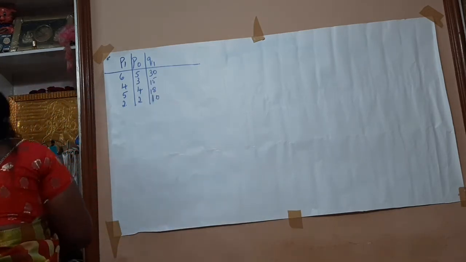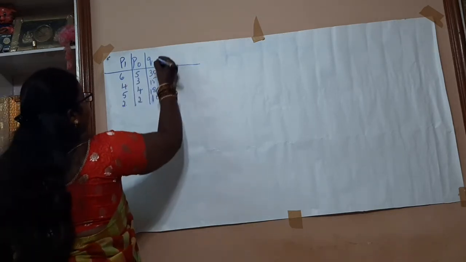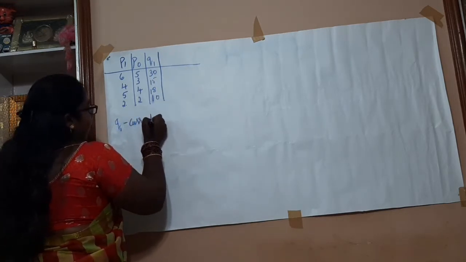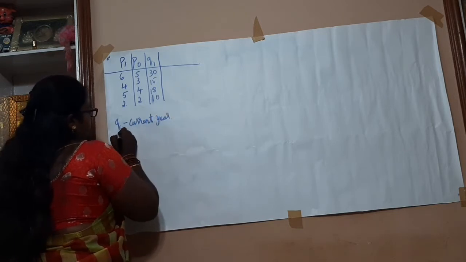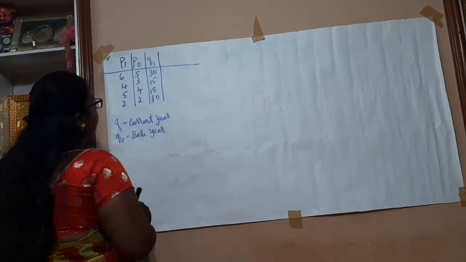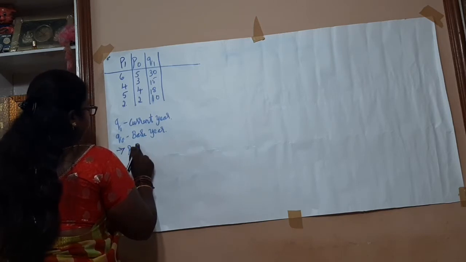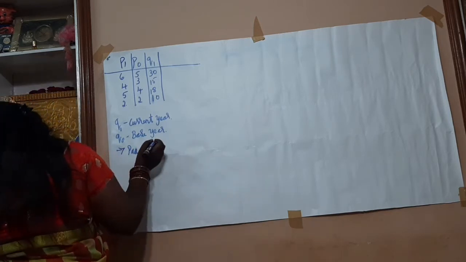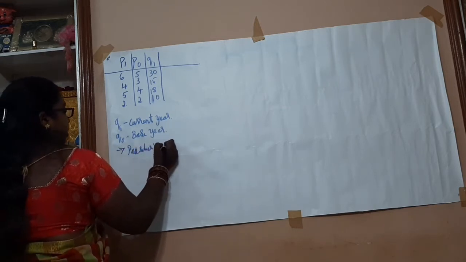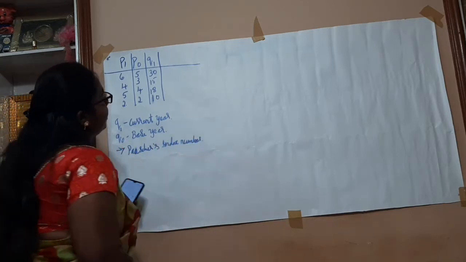And here Q1 is available for us. Q1 is in the current year. Q0 is your base year. So this is the information we have. Now, since Q1 comes in, we will be doing Paasche's index number.